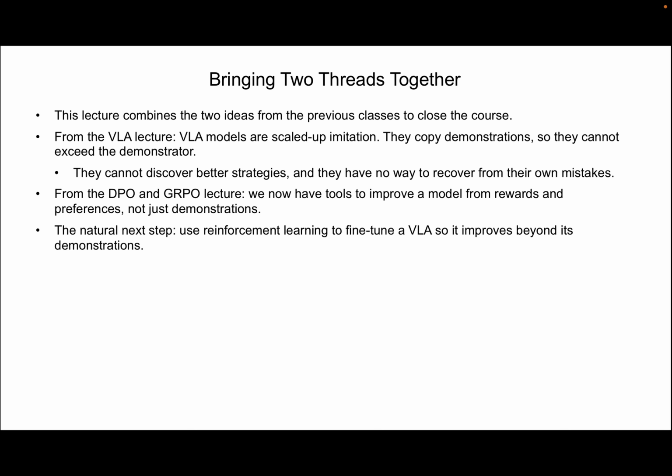And from the DPO and GRPO lecture, we covered how DPO and GRPO are used for language models, not for robotics, but they are very useful. So we now have tools to improve a model from reward after training. After supervised training, we have tools like DPO and GRPO to improve a model from reward and preference, not just demonstrations. Today we will try to incorporate DPO and GRPO for VLA models. The natural next step is to use reinforcement learning to fine-tune a VLA, so it improves beyond these demonstrations.